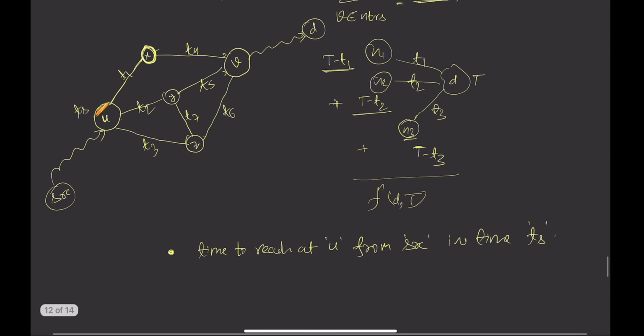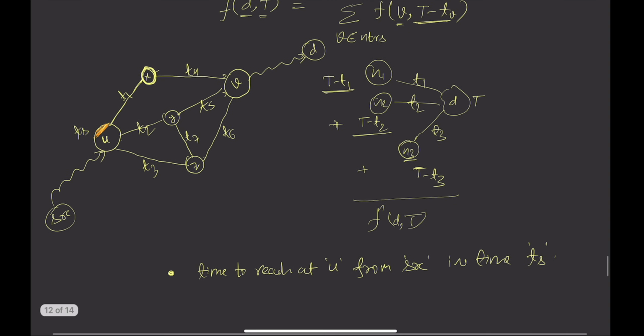I'm thinking of a push type DP kind of thing. So if I know the answer for u, can I update the answer for these neighbors x, y, and z with the value of u? Yes. So from u I will go to x if and only if this distance, that means from x I can reach the destination in the remaining time, where the total time is T minus ts.